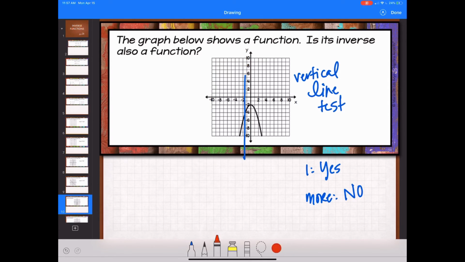Well, when you're doing the inverse, instead of doing a vertical line test, we're going to make a horizontal line across our graph, and we're going to look. Does the graph touch our line one time or more? And if you look, it touches more. So, is its inverse also a function? No, it is not.